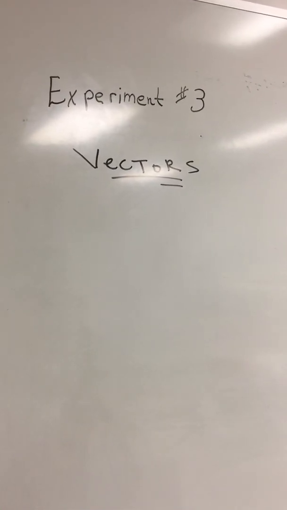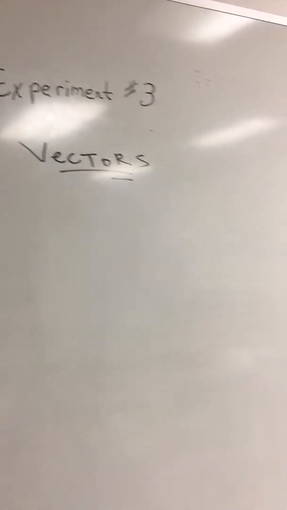Experiment number 3, vectors. The first thing is to understand the difference between a vector and a scalar. A scalar has magnitude but no direction. A vector has magnitude and direction. An example of a scalar would be the speed in your car. You're going 30 miles an hour. The speedometer does not tell you which direction you're going. But if you say 30 miles per hour due east or due north, then that's a vector. In other words, a vector has magnitude and direction associated with it.